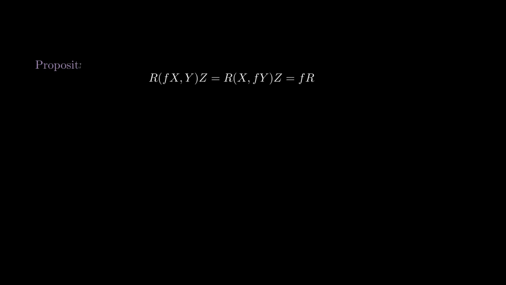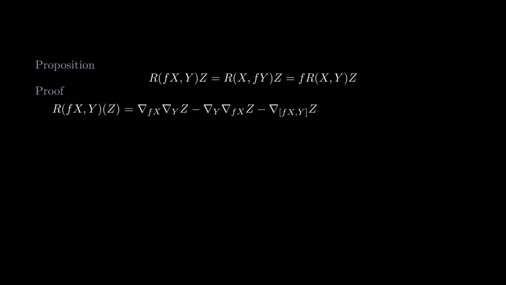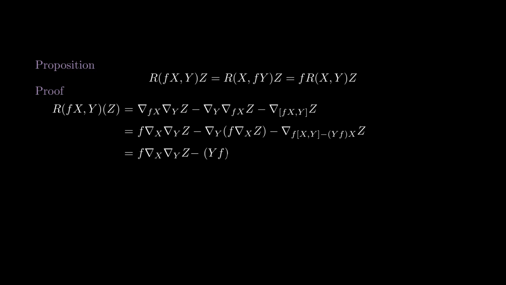This infinity linearity is not only enjoyed by z, but also by x and y. This computation is a little shorter. We start with R_{fx,y}z. We use the properties of nabla and the Lie bracket, and then the Leibniz rule. Some terms will cancel, and we get what we wanted.